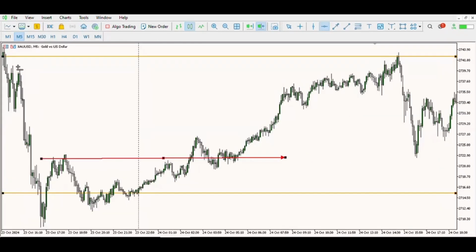So this day, on Thursday, we have news. We have news at 3:30 p.m. and we also have a 4:45. And since our number one rule is we never trade the news.